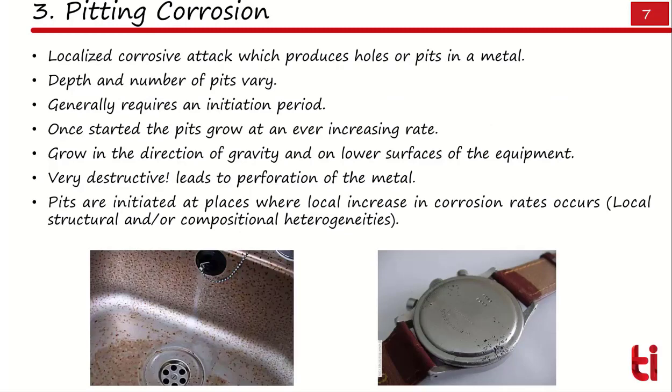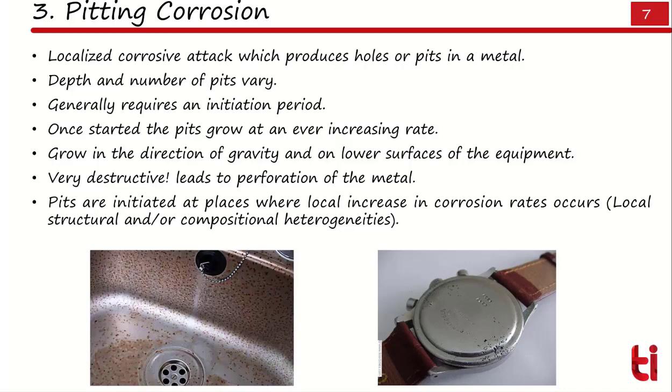The third kind of corrosion in which we are interested is called pitting corrosion. As the name suggests, this kind of corrosion produces pits on the surface of the metal. It is also a localized corrosion leading to a corrosive attack, which produces holes or pits in the metal. Depth and number of pits vary from metal to metal and environment to environment.